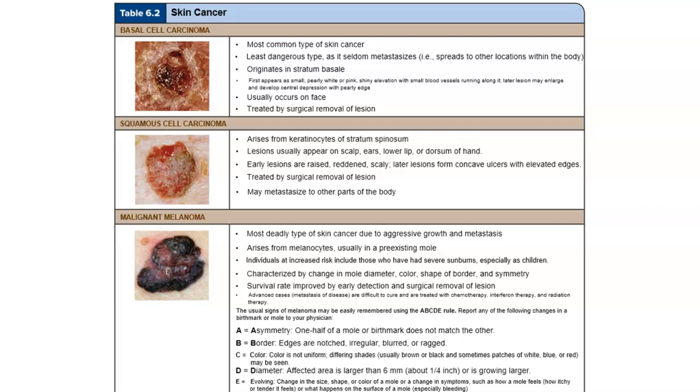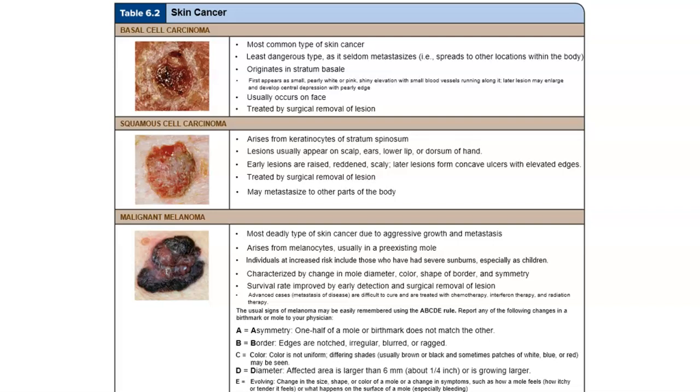E is evolving and elevated. If it is just elevated, but it does not have any other of these characteristics, elevated means raised off the surface of the skin. If it is elevated and nothing else, it's probably okay, but mention it to your doctor next time you're there. If it's elevated and evolving, it's changing, or it's elevated and asymmetrical, or elevated with many colors, then you want to be more aware and more cautious and have it checked more quickly.